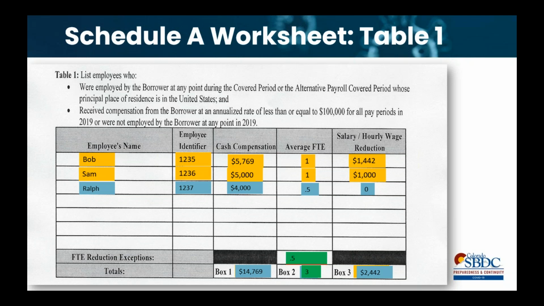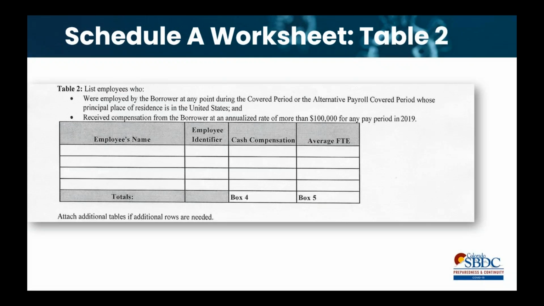We are now ready to move to Table 2. This is where we will list employees who had an annualized salary in excess of $100,000. This table does not have a column for salary hourly wage reductions because we do not have to make this calculation for these employees. Effectively, this means that we could reduce compensation to these employees in excess of 25% and not suffer a direct penalty for this reduction.